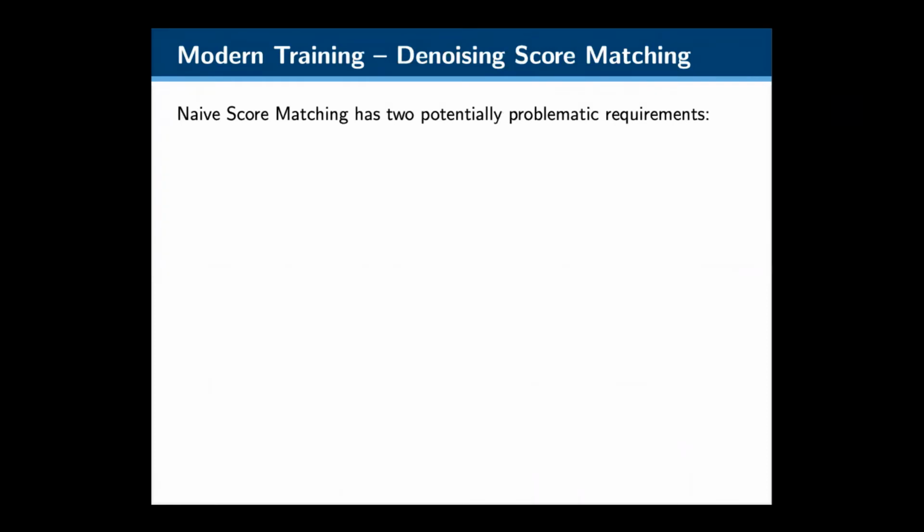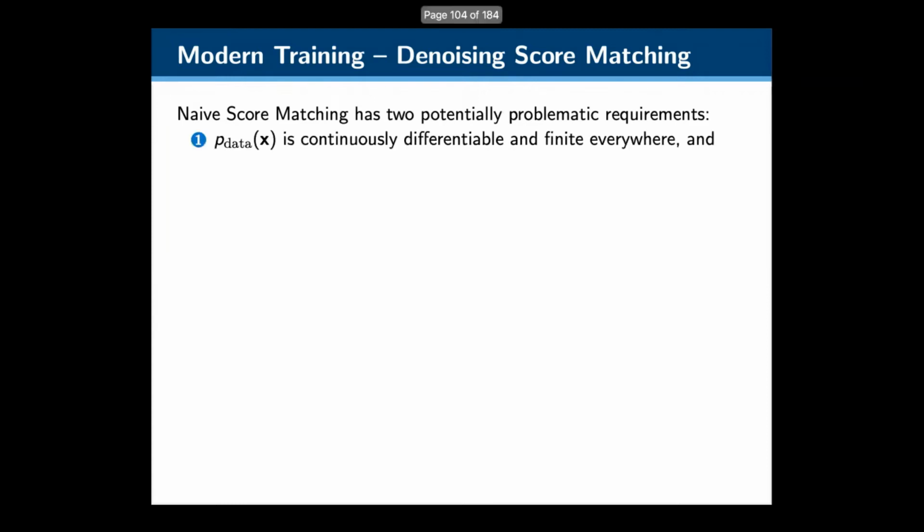So we move on to something called denoising score matching. And denoising score matching actually solves two problems. One of which I didn't mention before, which is that score matching only works for well-behaved data distributions. In particular, the data distribution has to be continuously differentiable and finite everywhere. And then, as I mentioned, it solves the problem of the computation of these expensive second order gradients.